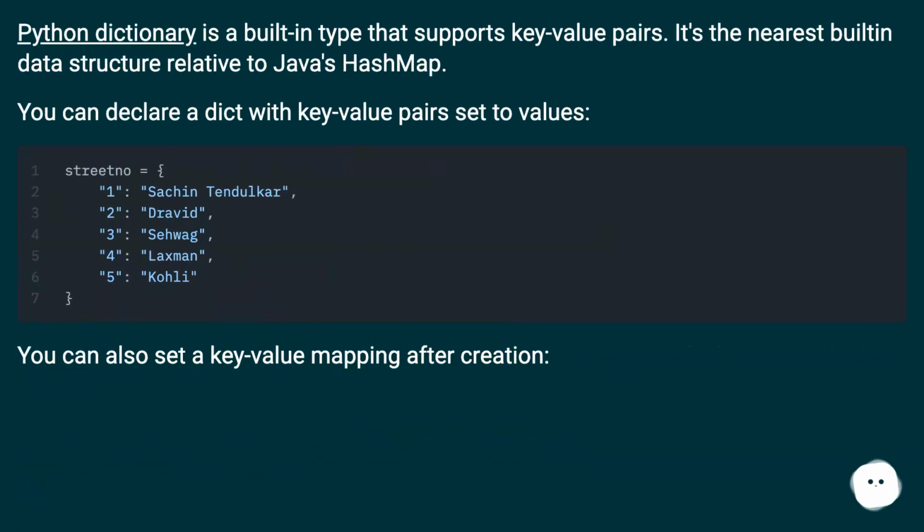Python dictionary is a built-in type that supports key-value pairs. It's the nearest built-in data structure relative to Java's hashmap. You can declare a dict with key-value pairs set to values. You can also set a key-value mapping after creation.